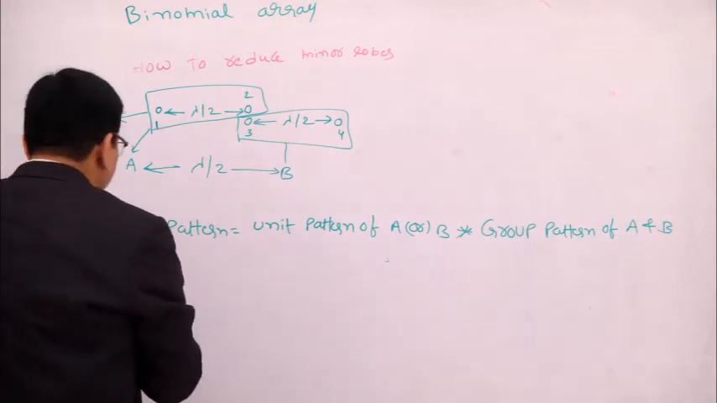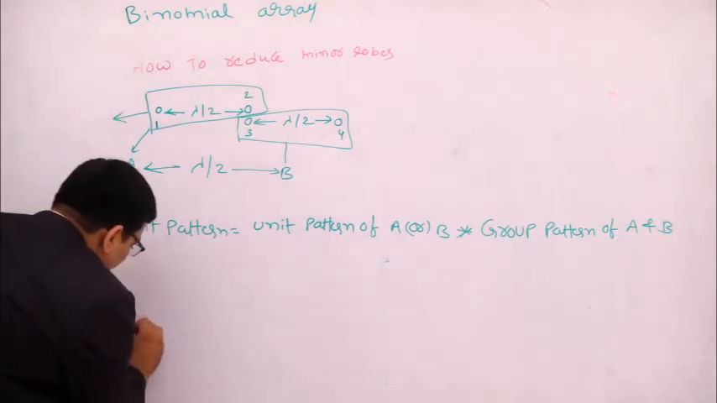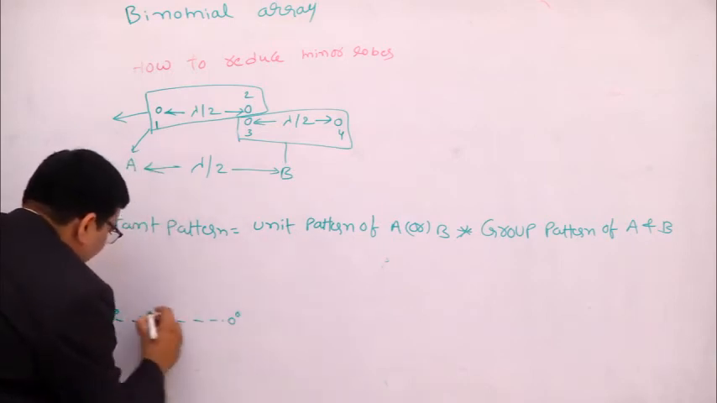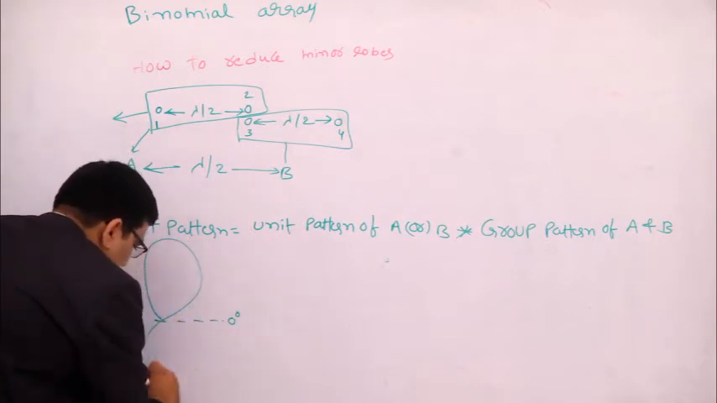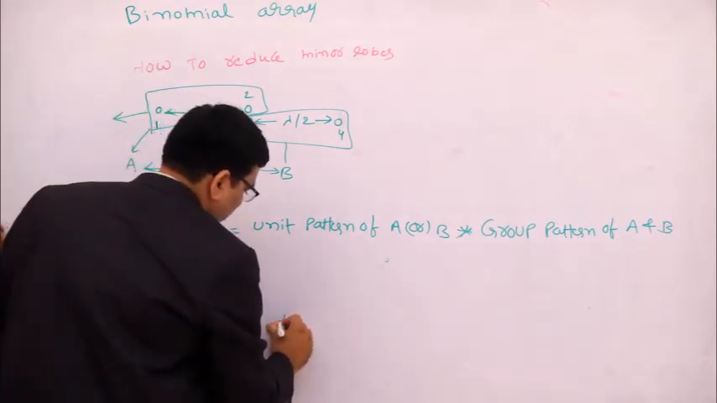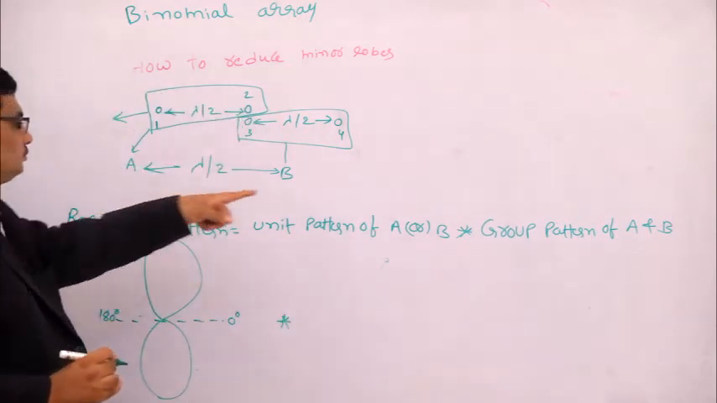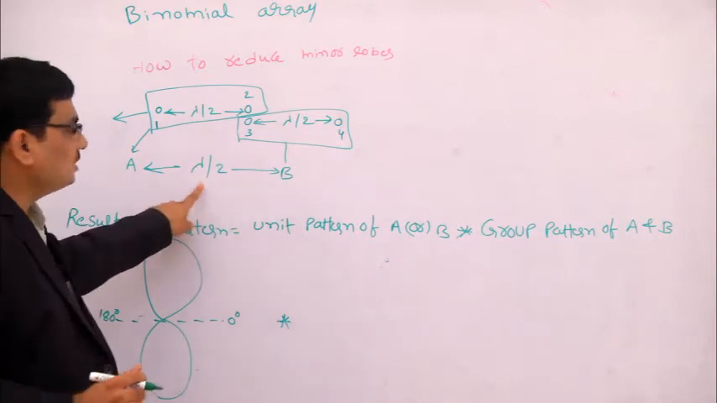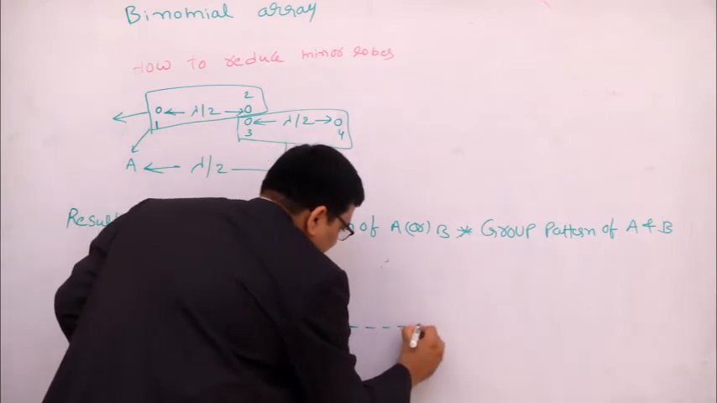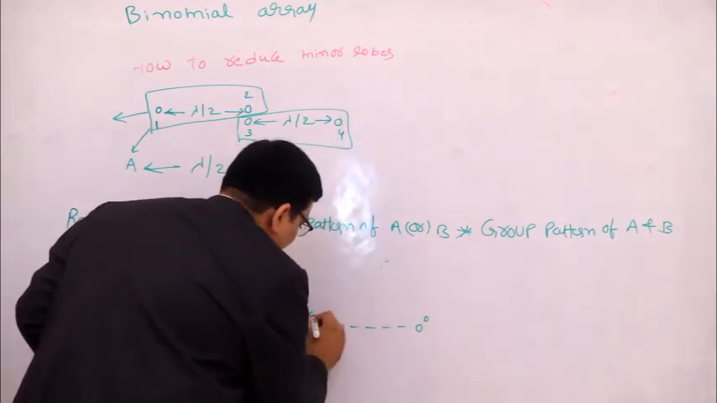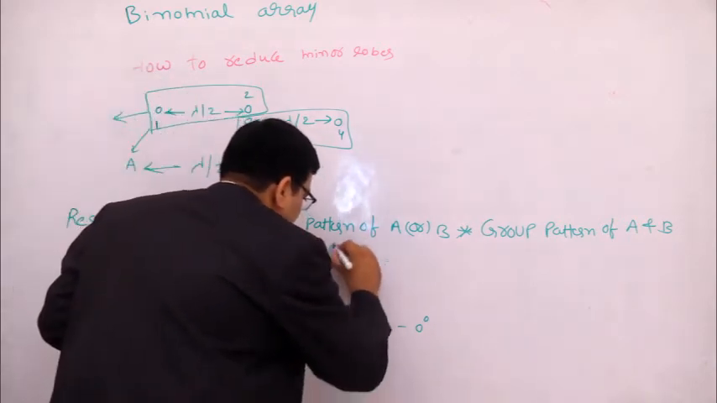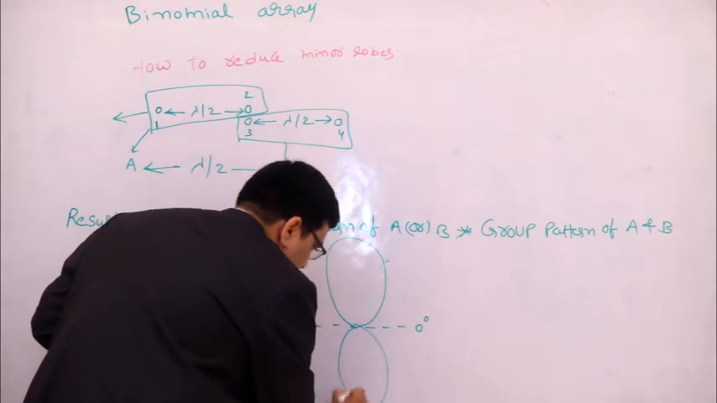So for this we know that for lambda by 2 separation, the null is in the direction of 0 or 180 degrees and the maxima is in the direction of 90 or minus 90 degrees. So the group pattern is A and B, separated by a distance lambda by 2. That is also 0 degrees or 180 degrees, there will be nulls, and the maxima direction is 90 degrees and minus 90 degrees.